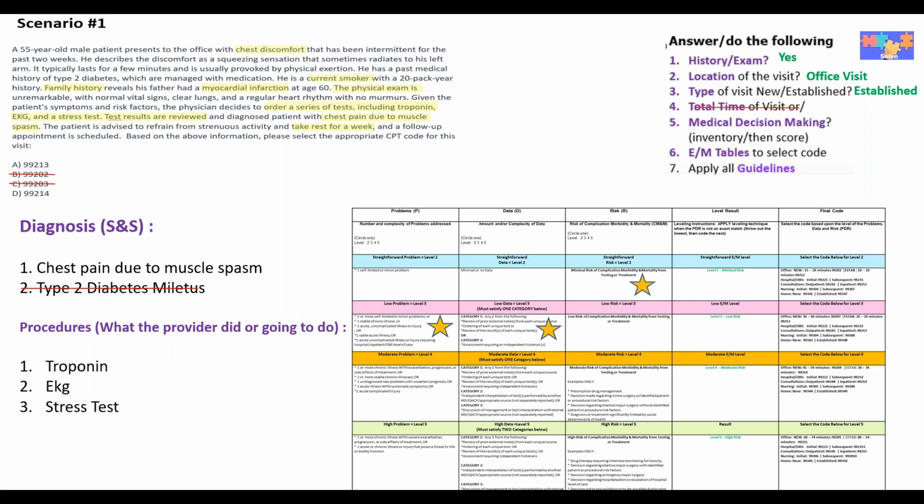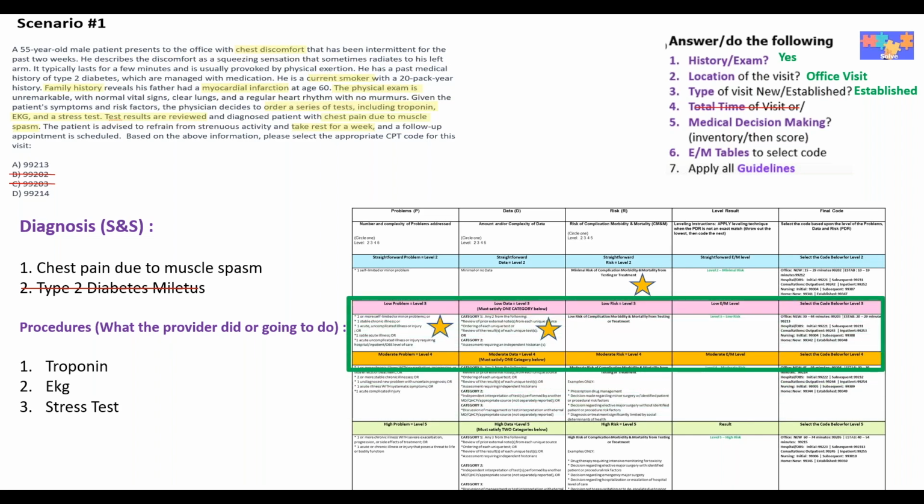So our E/M level would be, exactly, it would be 99213, and that would eliminate option D. So we'll throw out the lowest level, select the next highest level. So between option A and option D, the correct answer would be option A.